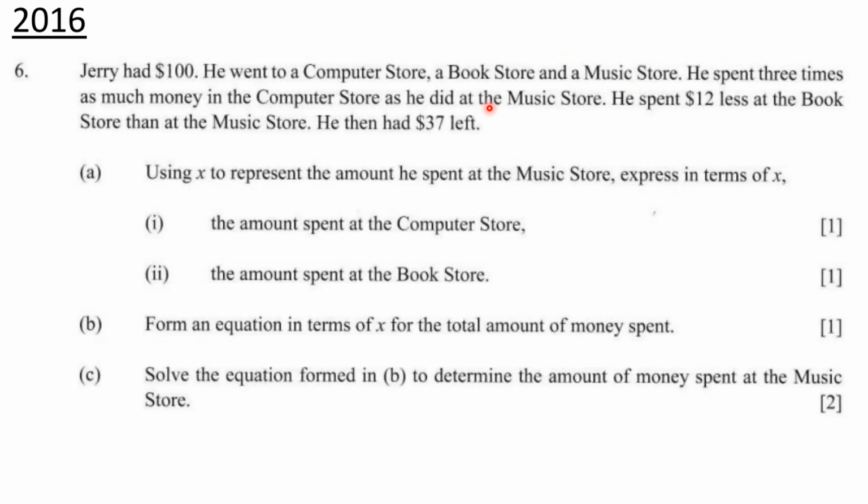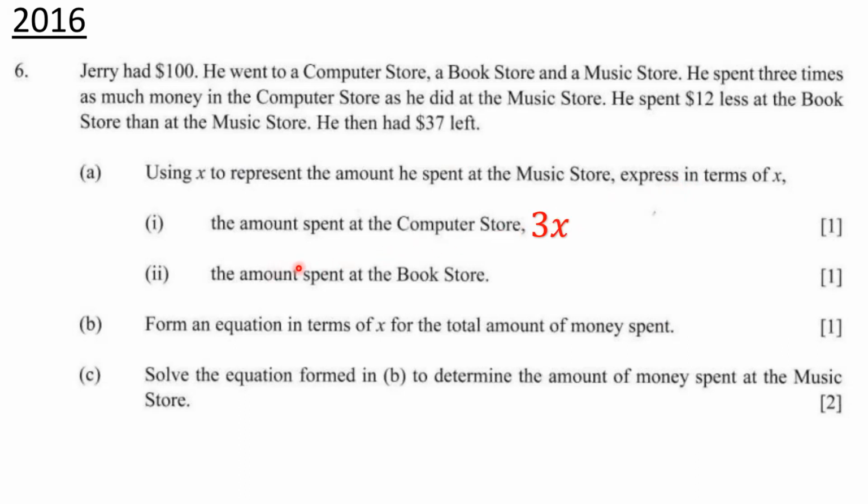And the first question says, using x to represent the amount of money spent at the music store, express in terms of x the amount of money spent at the computer store. So how much money was spent at the computer store? It says right here, he spent 3 times as much money in the computer store as he did at the music store. So at the music store, he spent x dollars. And so he spent 3 times more in the computer store than he did in the music store. So that means that the expression here is going to be 3x.